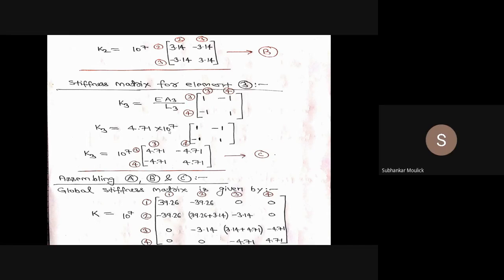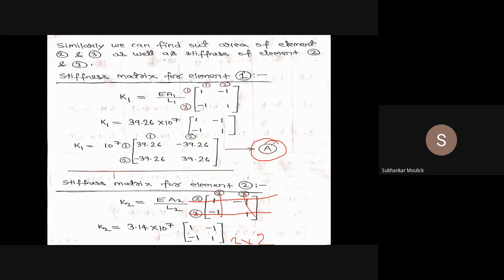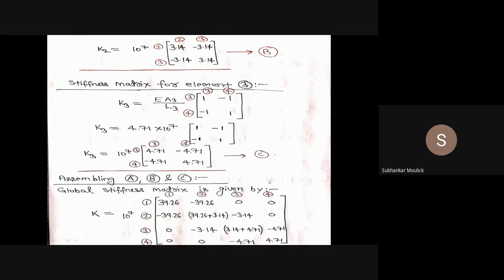The next step is that I have to assemble all these local stiffness matrices. Assembling means A plus B plus C. While adding, if something is coming in negative, definitely you have to subtract it, and if everything is coming in positive value, not an issue. So just assemble A, B, and C, and the assembled one is the global stiffness matrix.